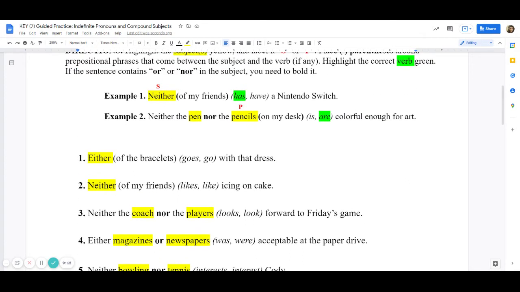When either or neither is all by itself, as we see in example 1, it is always singular. Everybody, either, neither, each thing is singular. So what I'm going to do is go down my list, and every time I see either or neither by themselves, I'm going to automatically label them as singular. So 1 and 2 right away, I see either, neither highlighted, so those are singular.